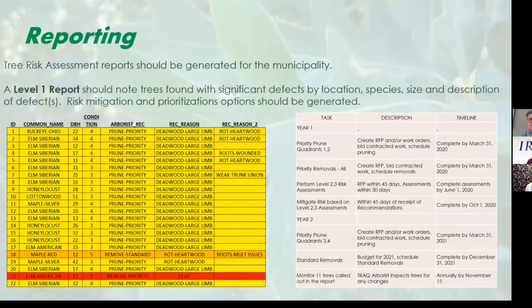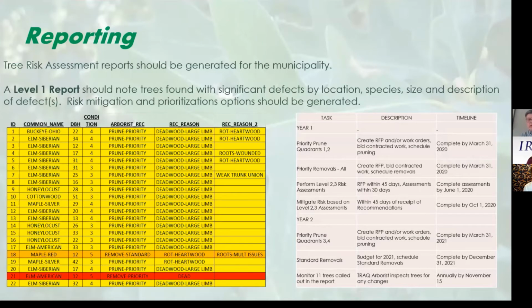So for instance, this example says year 1, you're going to priority prune quadrants 1 and 2. Maybe that's the busiest area of town. You're going to do your priority removals. And then you're going to perform your level 2 and 3 risk assessments. And if there's any mitigation resulting from those assessments, you're going to take care of that.